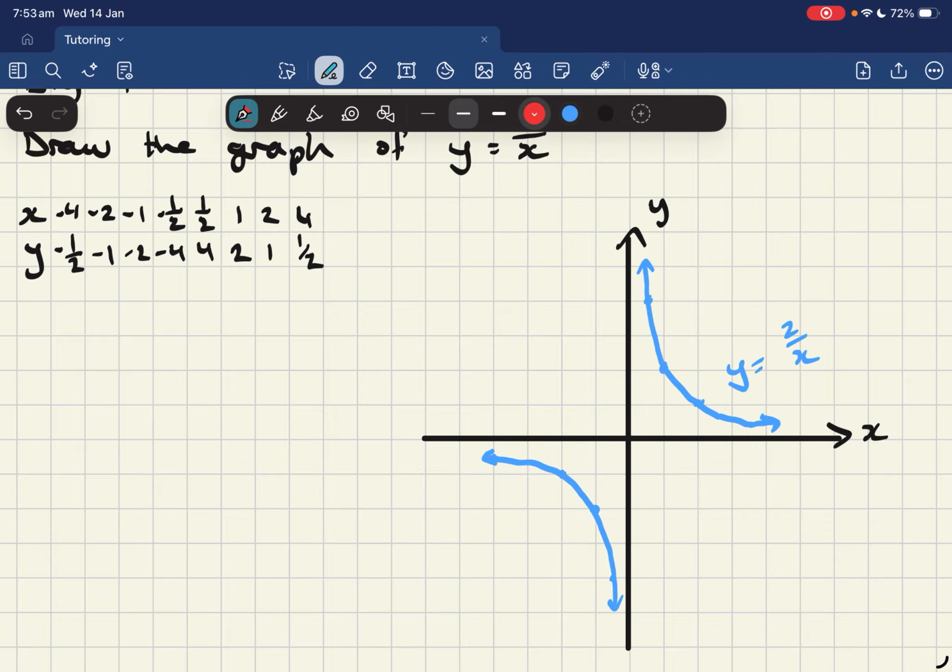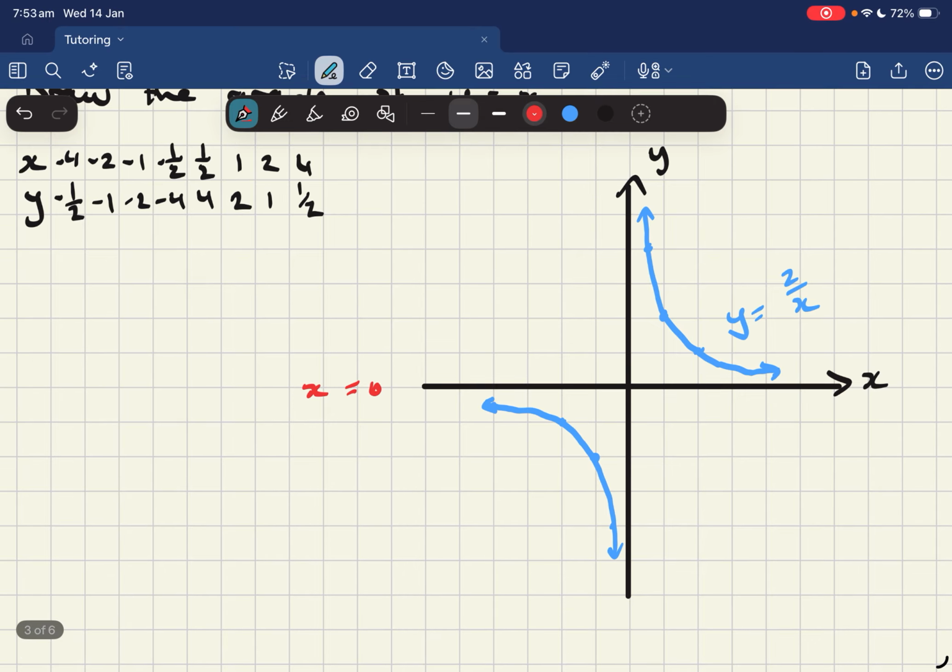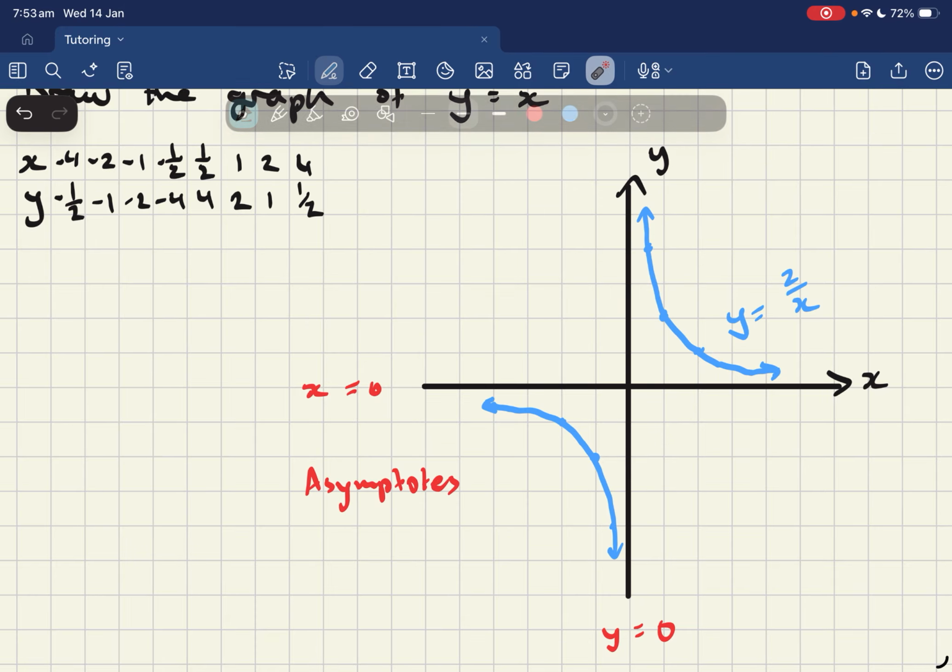And I'm just going to label my asymptotes in as well, because those are important. So I have an asymptote at x equals 0, and I have an asymptote at y equals 0. Sometimes these are shown with dotted lines, but just make some reference that these are your asymptotes. So you can see the graph approaches them, but never quite touches them in both quadrants.